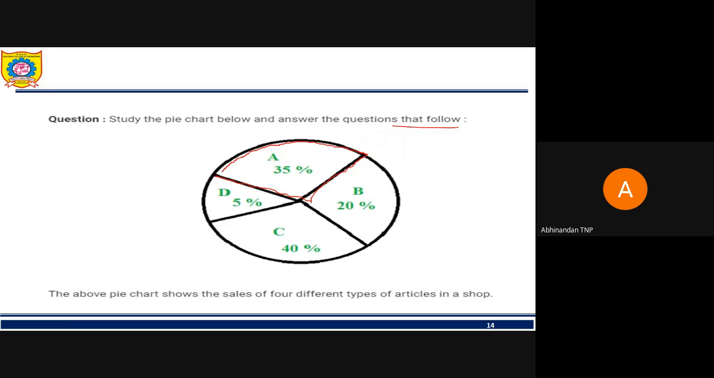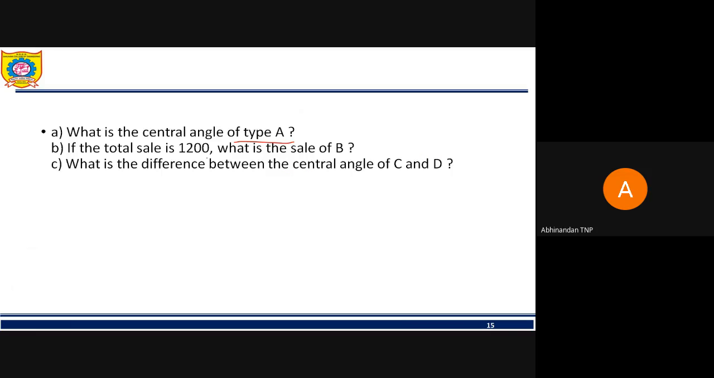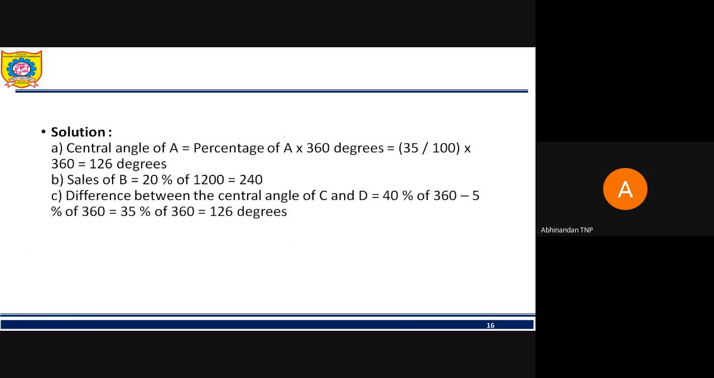Central angle is asked. It is given in the form of percentage, not in the form of angle. You have to find out the angle. Total angle is 360 degree. Out of that, 35% of 360 degree is how much? What is the central angle of A? So it is the percentage of A. 35% of 360 degree is 126 degree.